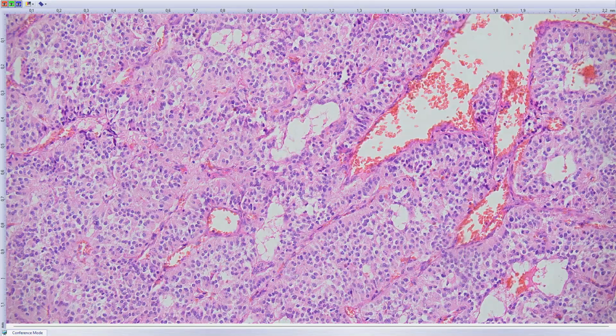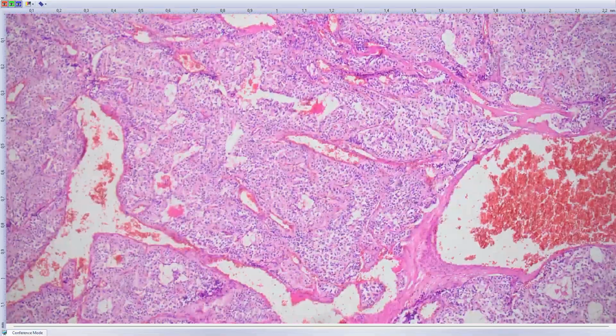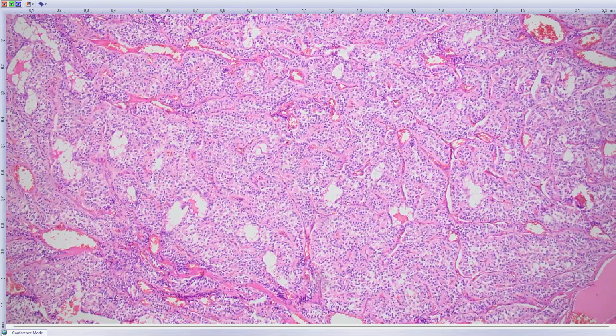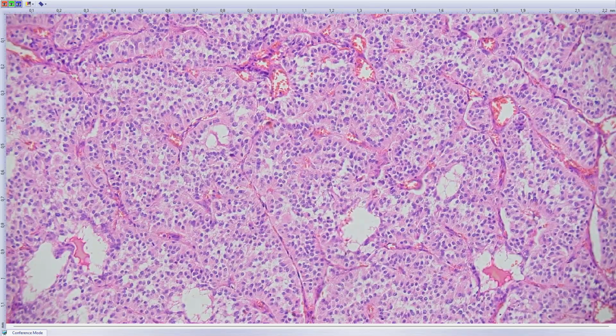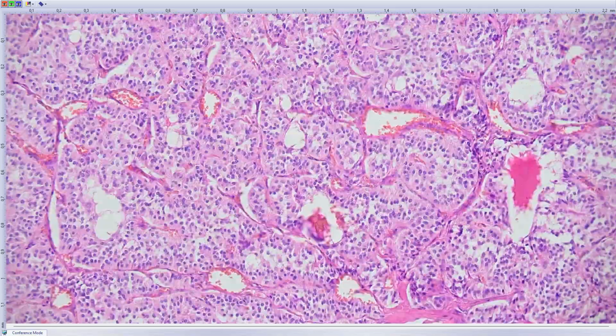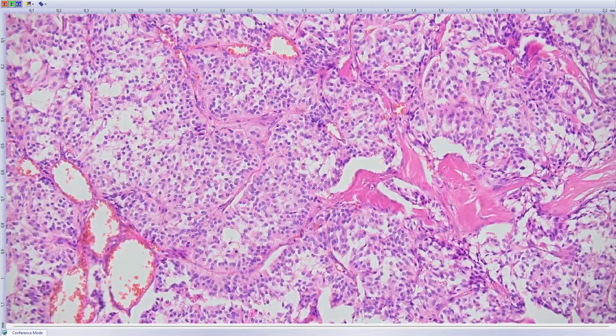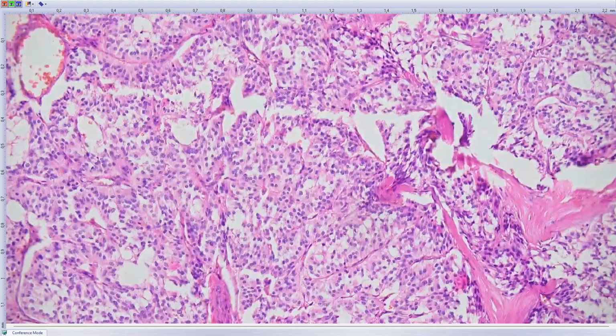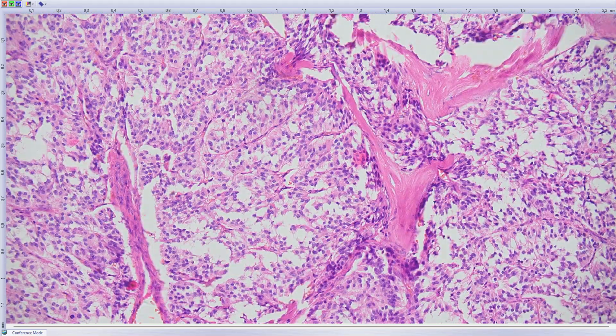Okay, but in other parts there is a more solid and nested growth pattern. So in my eyes it looks a little bit like ependymoma. Okay, it could be ependymoma, but the cytomorphology looks endocrine. And maybe with this solid and nested growth pattern, a little bit paraganglioma-like.